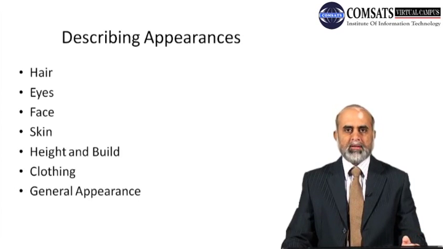How about skin? Usually we use the word complexion. Complexion is the color of the face. Well, there are different races. There are brown, white, black, and yellow people. But we can also say that he or she has got fair skin, dark skin, etc.